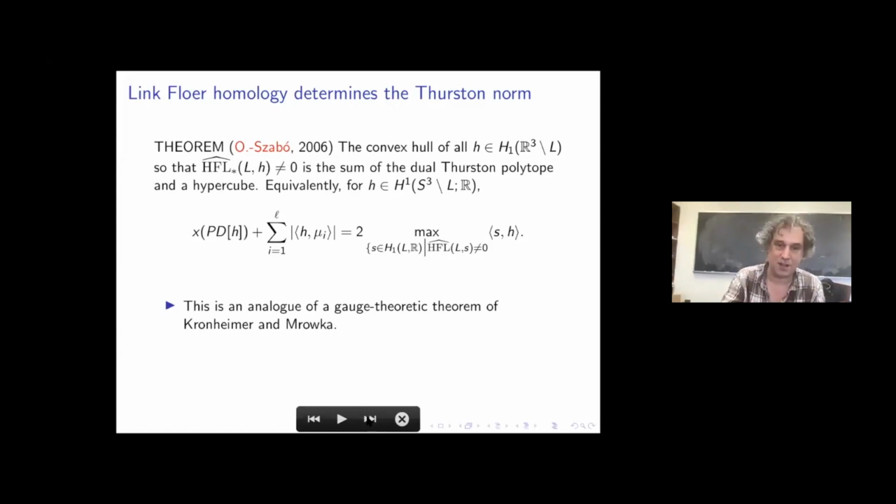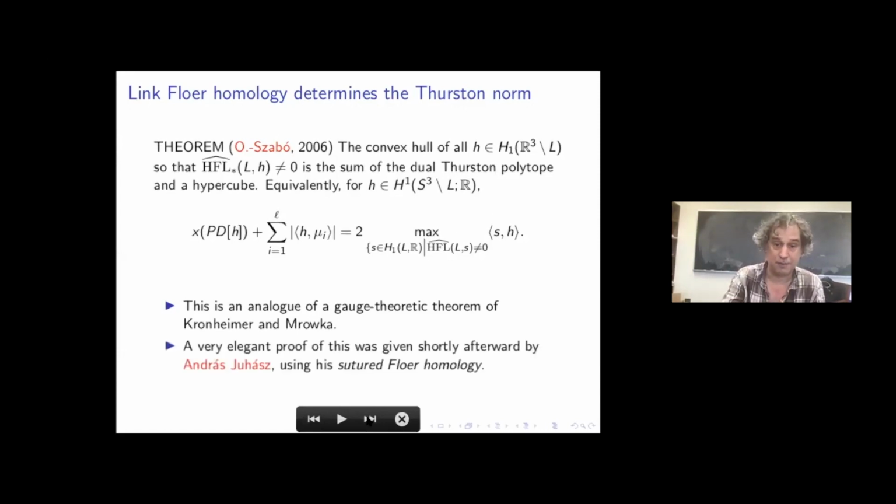This is an analog of a theorem of Kronheimer and Mrowka in the context of gauge theory. They proved the analog of this for closed 3-manifolds rather than links. I wanted to say that a very elegant proof was given shortly after we proved it by András Juhász using his sutured Floer homology.